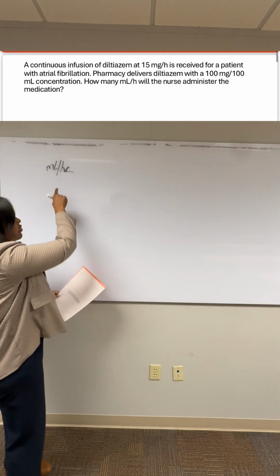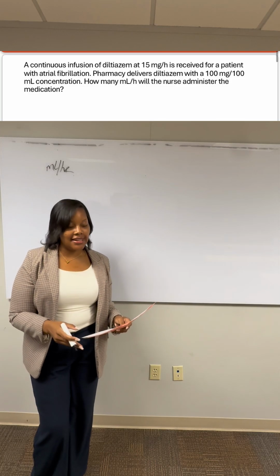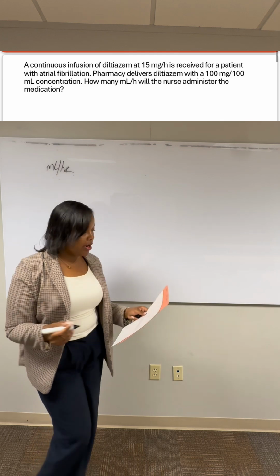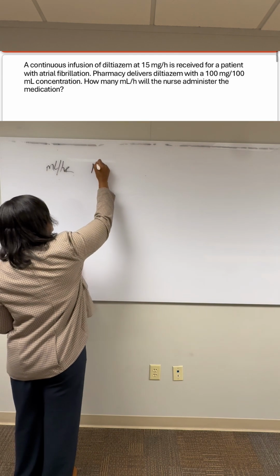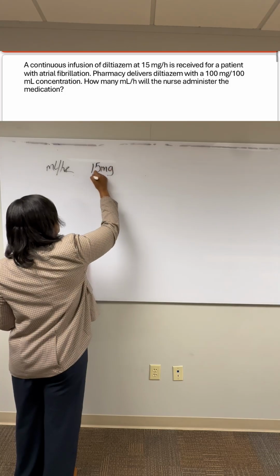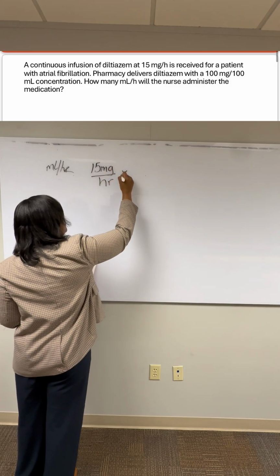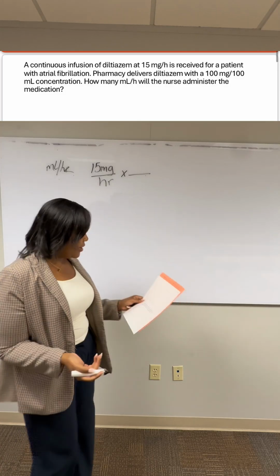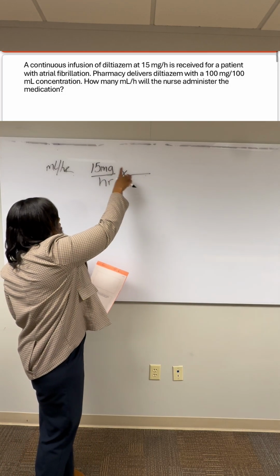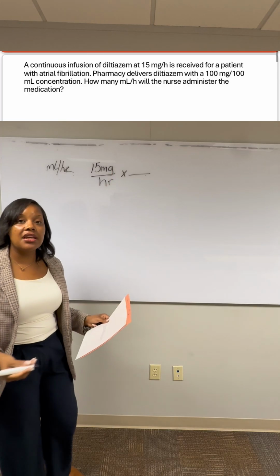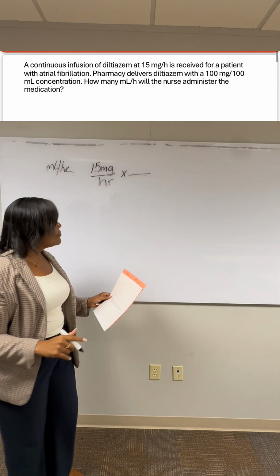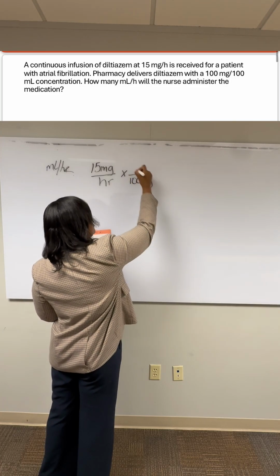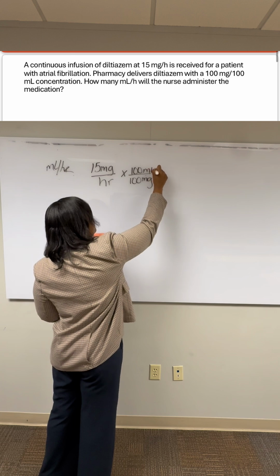So I always like to write on the board what my answer needs to end in. Let's get started. I'm going to start with what the medication is currently going at, so I'm going to put 15 milligrams per hour. Now I'm going to go back to my problem to get more information. I know that milligrams need to cancel out because my answer needs to be in milliliters. So let's go back to our problem. Our problem says that there are 100 milligrams per 100 mLs.